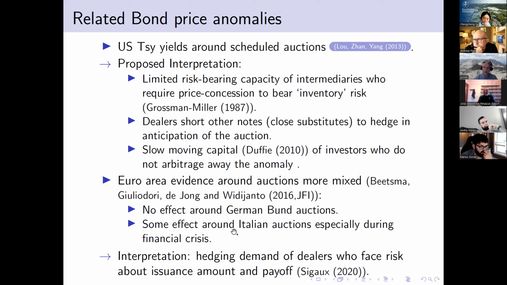And for the effect that's found around Italian auctions, there are some nice papers that say it might actually be compensation for asymmetric information, some uncertainty about the amount that's going to be issued. And in our case, there's no uncertainty about the amount that's being purchased.